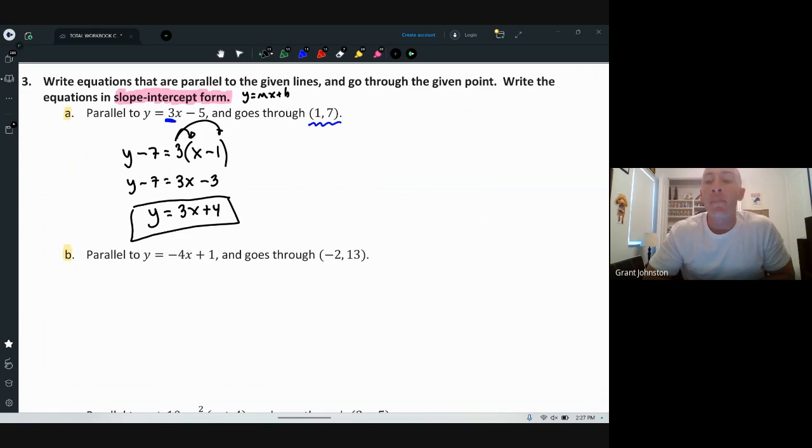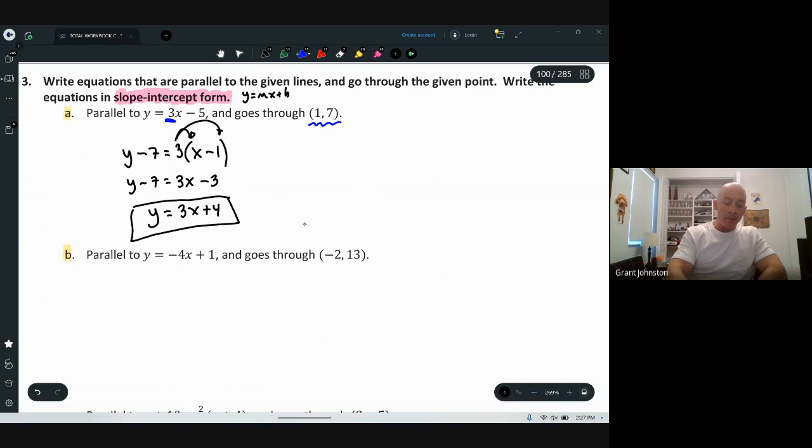So that's the way I like to do it. If it wants it in slope-intercept form, I first just put it in point-slope form and then convert it to slope-intercept form. So I'll show you B, parallel to negative 4x plus 1. So it's got to have this negative 4 slope in order for it to be parallel. And it's going to go through this point. So I'm going to write it in point-slope form first.